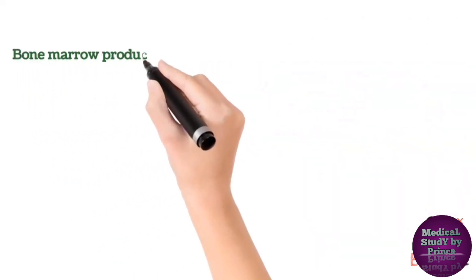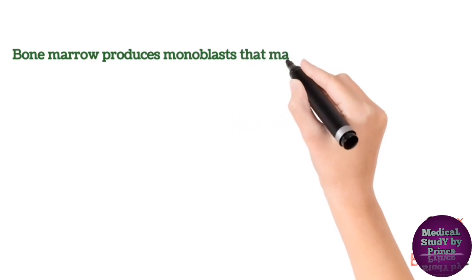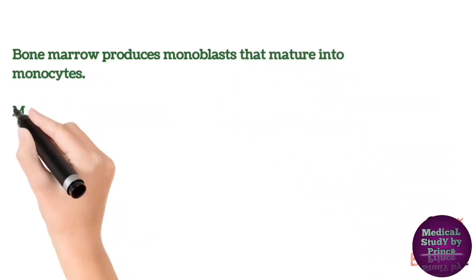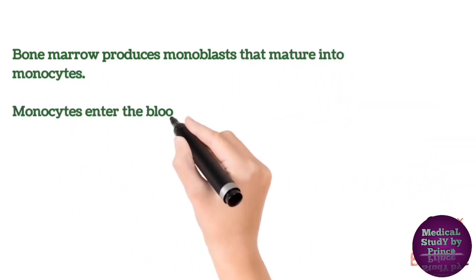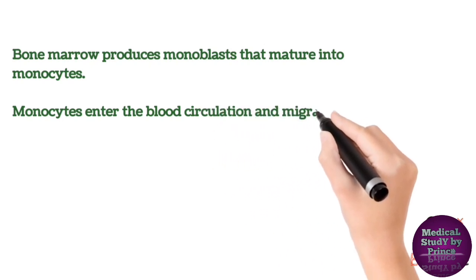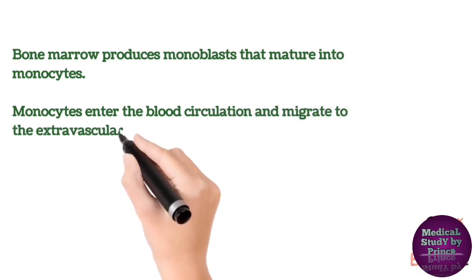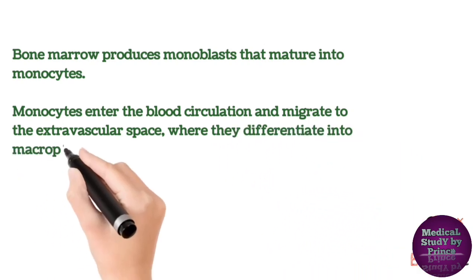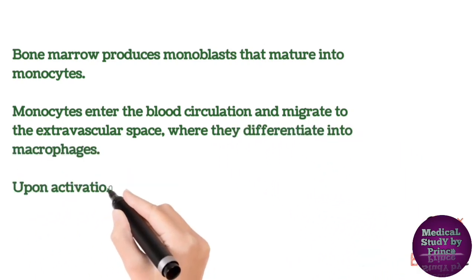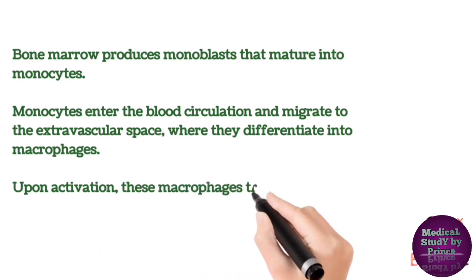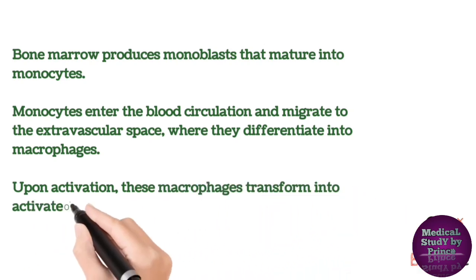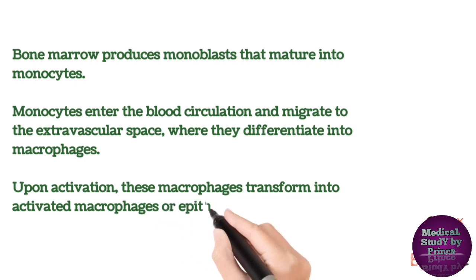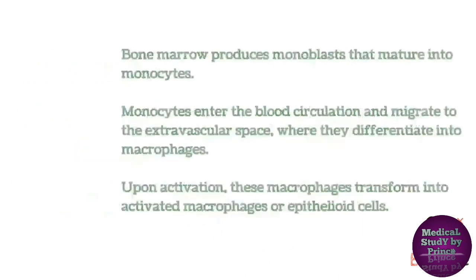Bone marrow produces monoblasts that mature into monocytes. Monocytes enter the blood circulation and migrate to the extravascular space where they differentiate into macrophages. Upon activation, these macrophages transform into activated macrophages or epithelioid cells.